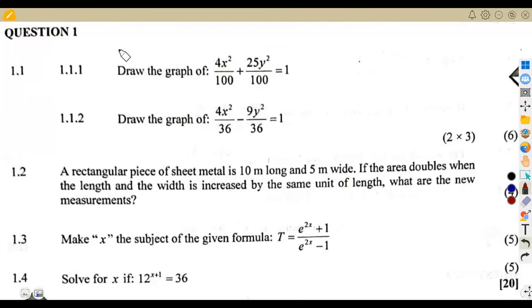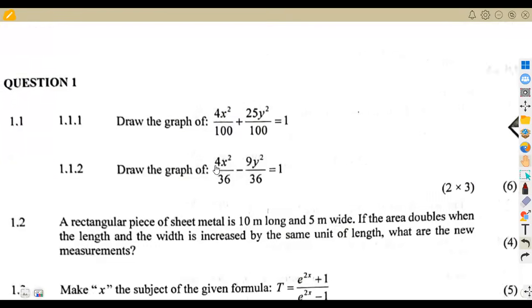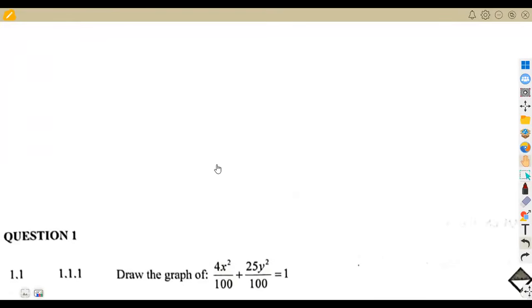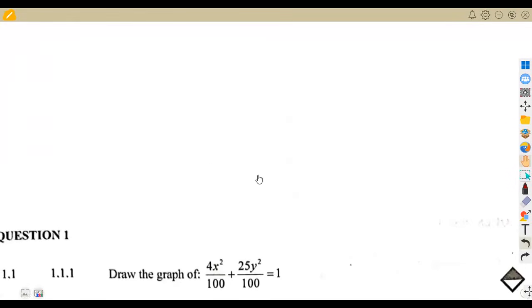We're given the first part of our question, which is question number 1, that was to draw the graph of. We're given the first two graphs. All right, so let us check the first graph that you're given. And also you're supposed to even understand the type of the graph that you're going to have at the end before you even draw that graph.